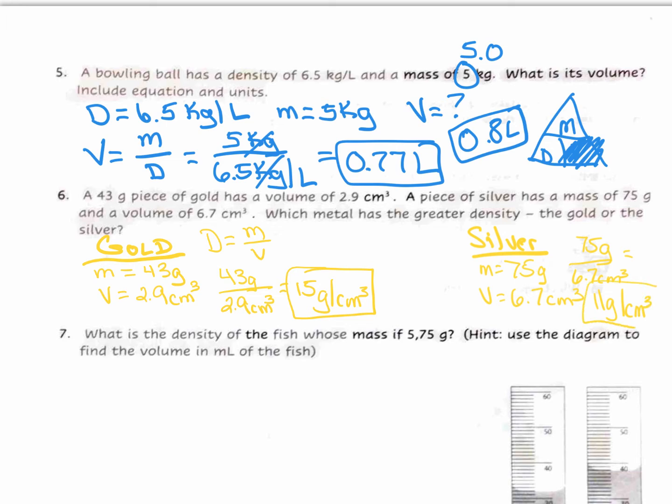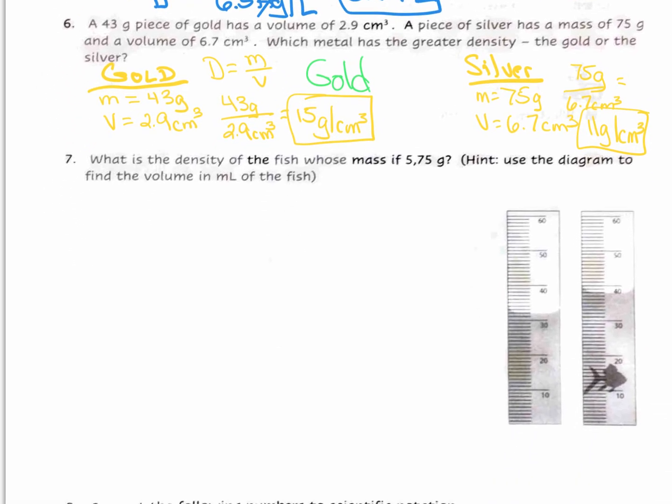All right, so let's go back to the question. The question says, which metal has the greater density? So we look at this and we can see that gold has the greater density. All right, let's move on to the next question.